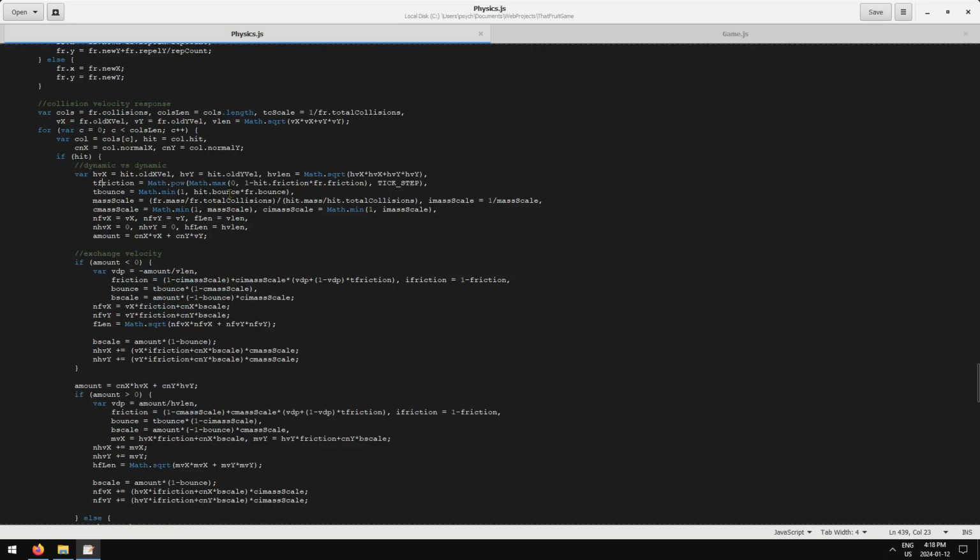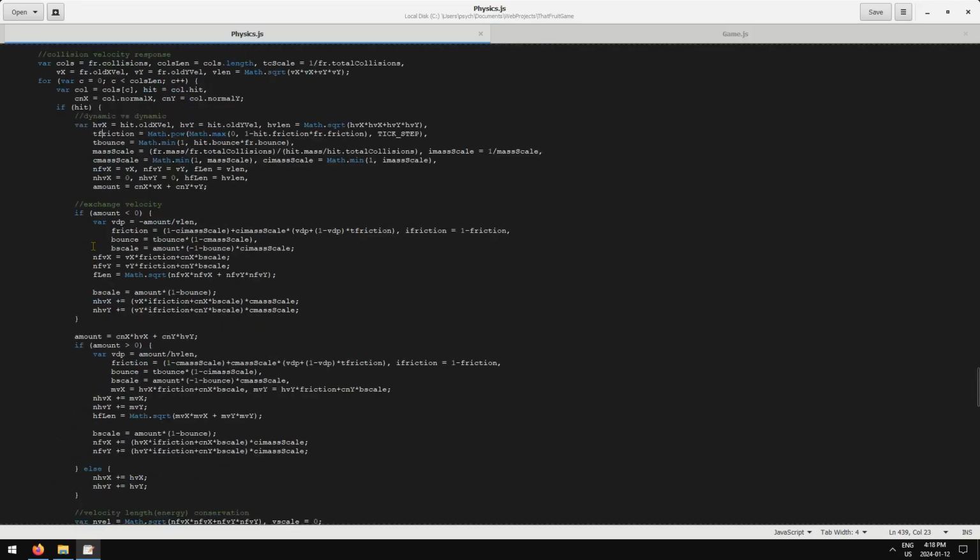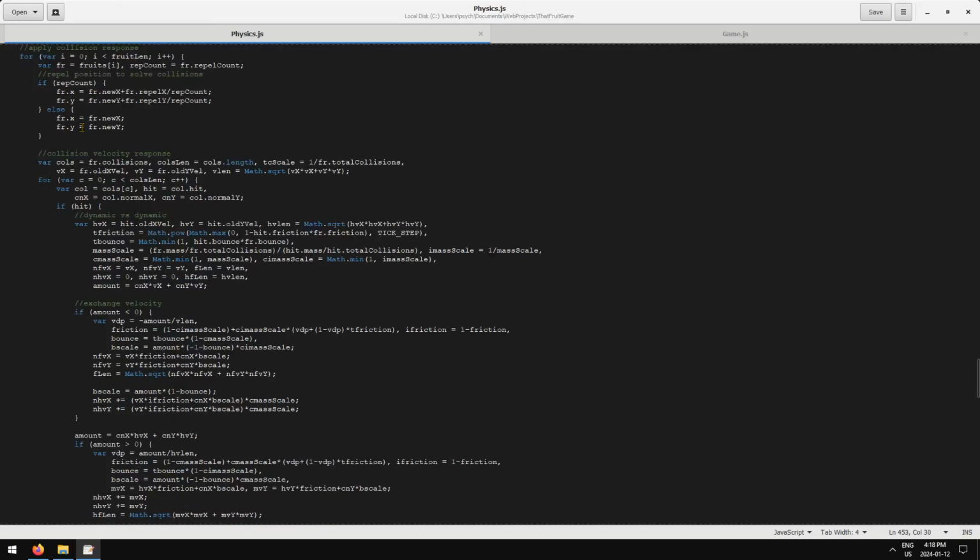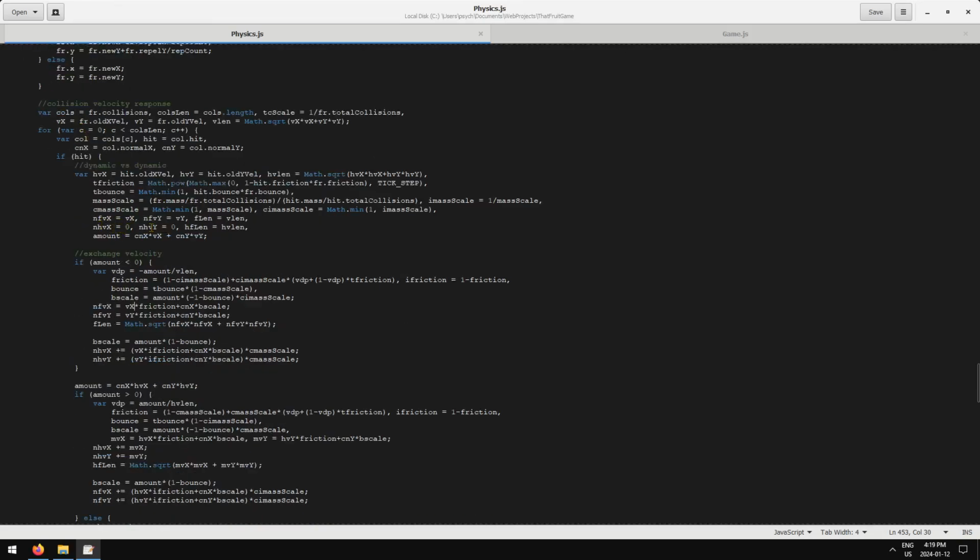A bunch of this code is the same, like the friction and the bounce. So that's why I already covered that down there. Don't really need to think about that. So it's mostly the same if you go and look at the main code here. The NFVX, NFVY is the new fruit velocity of this main fruit. And the NHVX and NHVY is the new velocity of the hit fruit that's from this collision object.